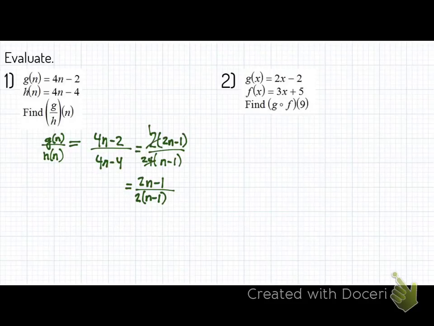Now, what can n not equal in this problem? Good, 1. What happens when n is 1? What's 1 minus 1? 0. And once that denominator is being multiplied by 0, we get undefined. So we don't want n to be equal to 1. Okay? So that is number 1.